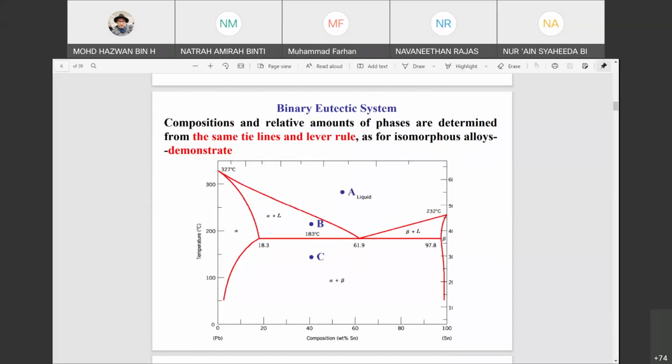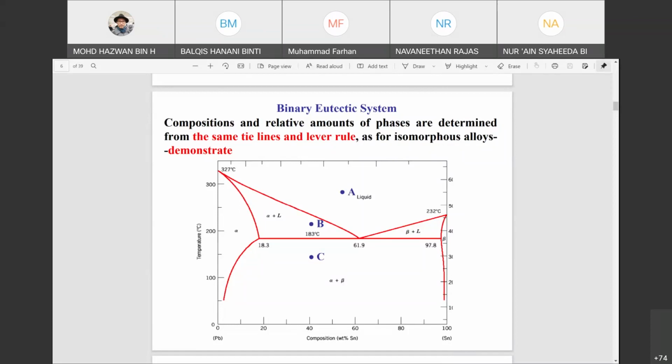So over here, if I ask you what the composition of A is, perhaps someone can answer that. Maybe I can call from the list over here. Balkis Hanani, are you there? Yes, doctor. So what would be the composition of A, roughly?